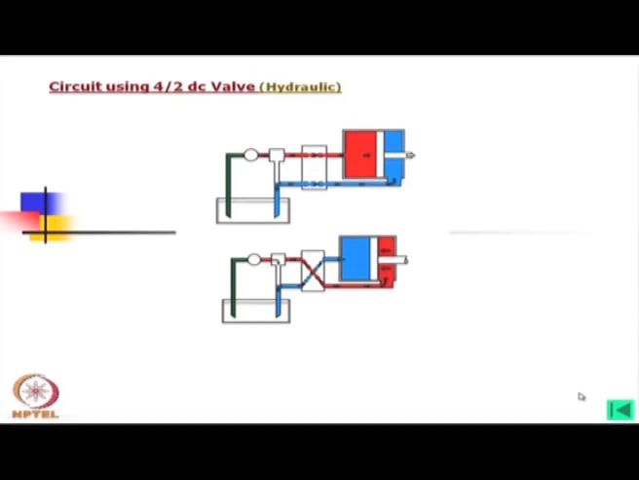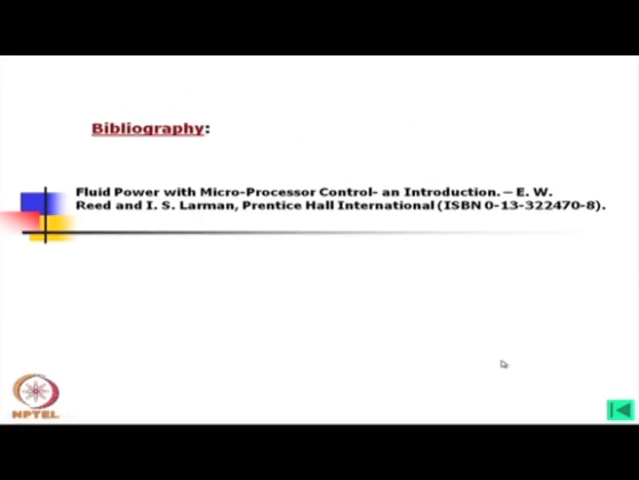Now, a very simple circuit is shown with a direction control valve. This is not an on-off type. This is two position, you can say, either it is going straight or it is going in the opposite direction. So, to understand the operations, we can present the circuit like this, but for general purposes we use the symbols.